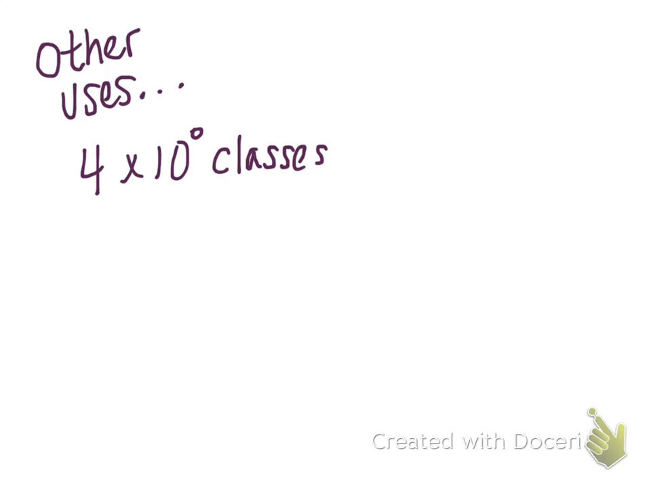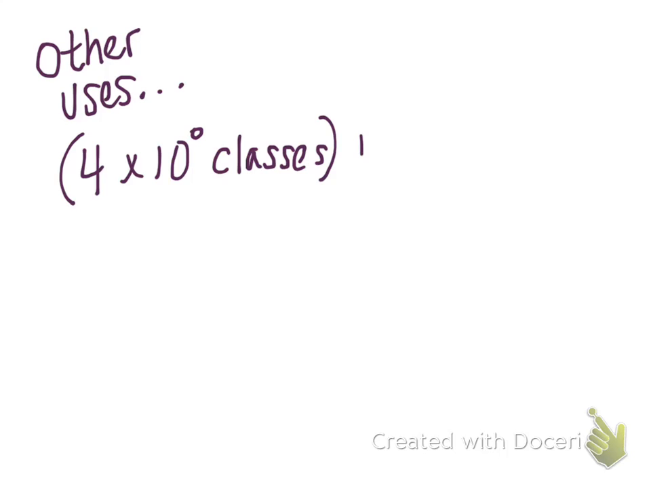We know that we have 4 times 10 to the 0 graduating classes. We have 4 graduating classes. Now, approximately how many students are in each of those classes? Well, we know that the number of students in each class is certainly greater than 100, or 10 to the second, and we think it's probably less than 2 times 10 to the second. So we can do this as a range.